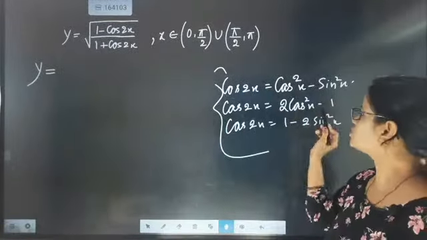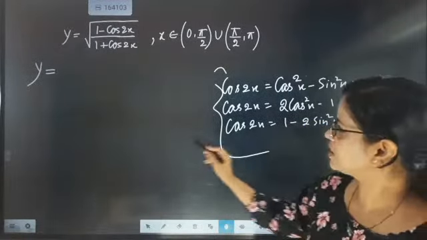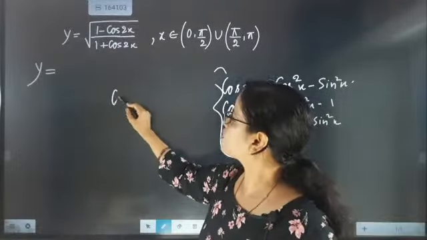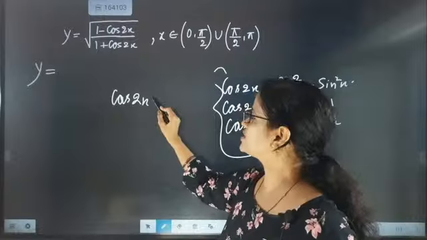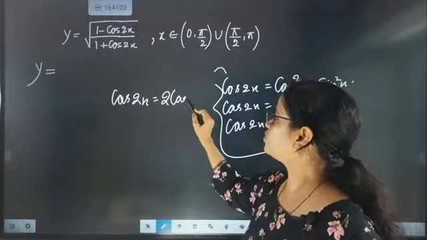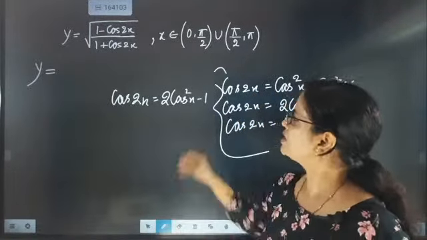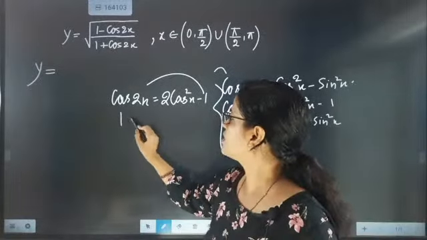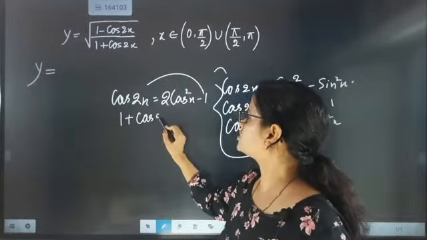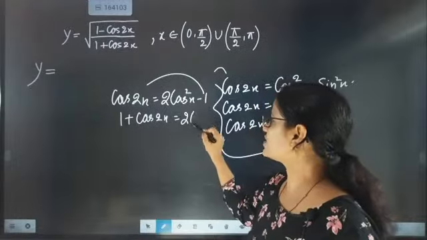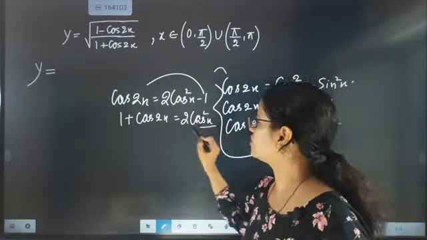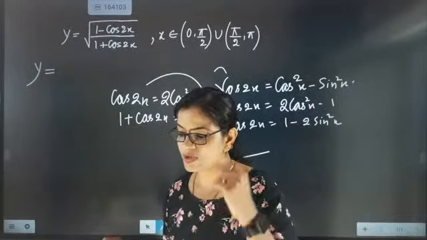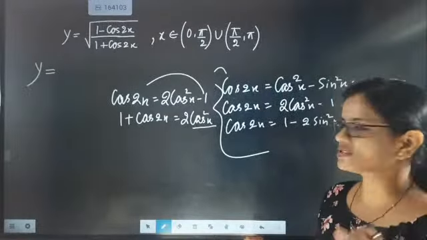Now look here, cos 2x is 2 cos square x minus 1. So when cos 2x is equal to 2 cos square x minus 1, I am going to shift this 1 to that side. So it is exactly going to be 1 plus cos 2x. So 1 plus cos 2x is 2 cos square x. Okay, so we came to know that 1 plus cos 2x is 2 cos square x. One thing.